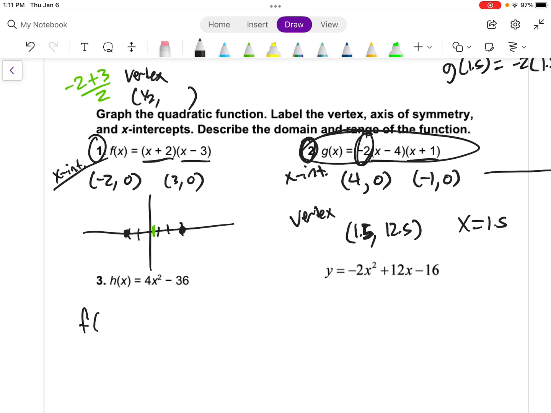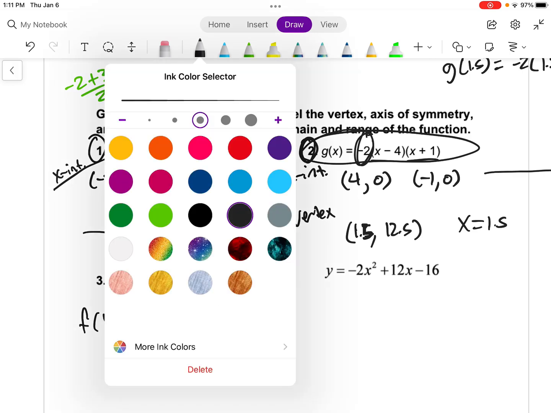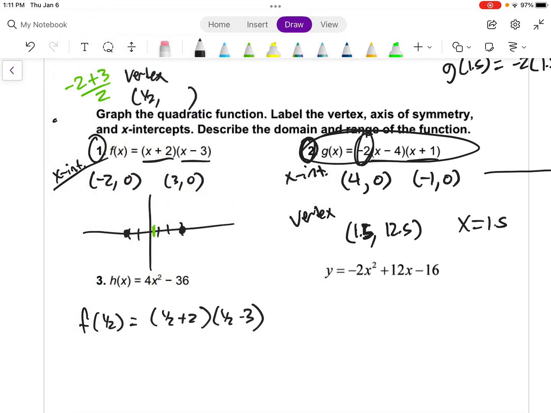So f of 1/2 equals 1/2 plus 2 times 1/2 minus 3. And again, that's like 2.5 times negative 1.5. But you can just plug that whole thing into a calculator if you want to. That's what I'm going to do. 0.5 plus 2 times 0.5 minus 3. Okay, and we end up with negative 6.25. That's kind of weird, to have a decimal and a fraction together, but that's okay.